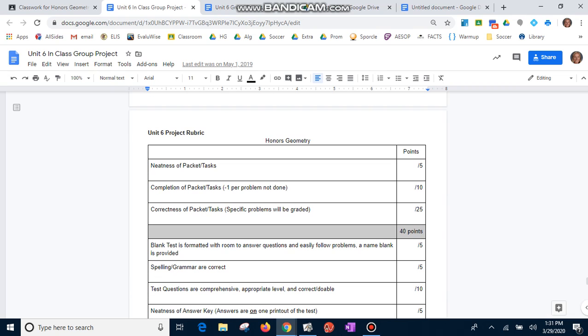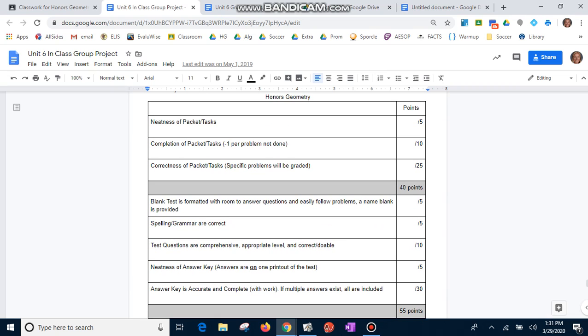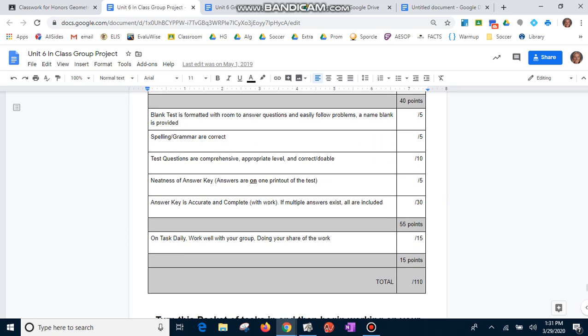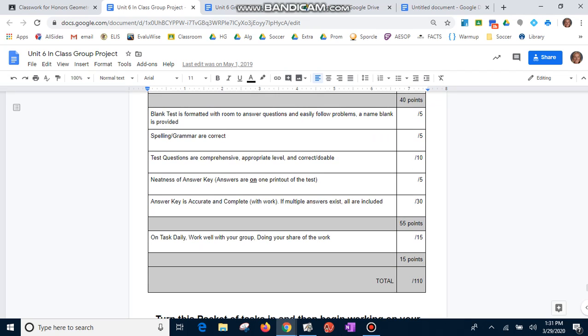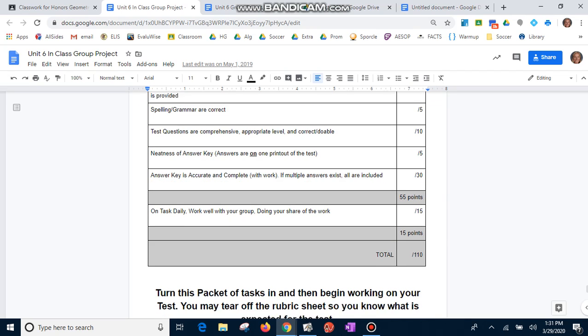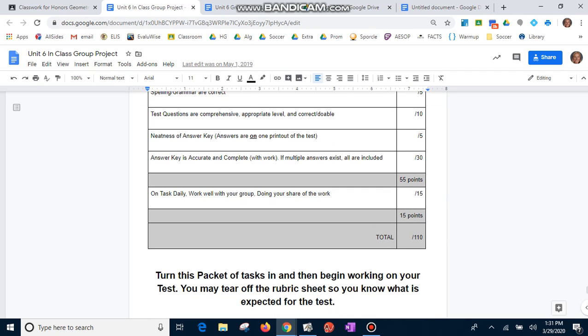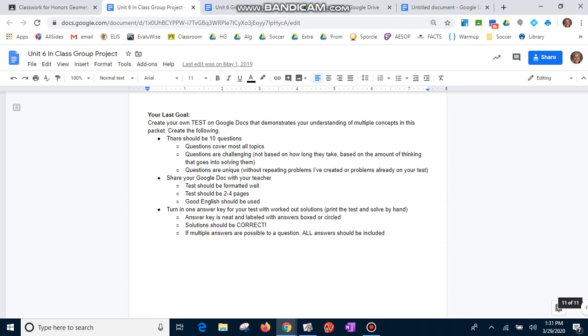When you keep going through, you'll then see your rubric. You can read through your rubric. Ask me if you have any questions about how you're being graded. These first 40 points are homework points. These next 55 points are test points, and these last 15 points are assignment points as well, homework points that are going through there. Your last goal is to make the test, and again, there's some more information right here on how to make your test, what you need to do.